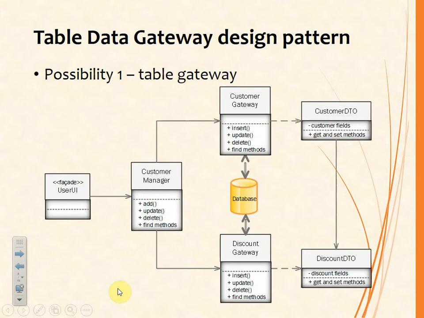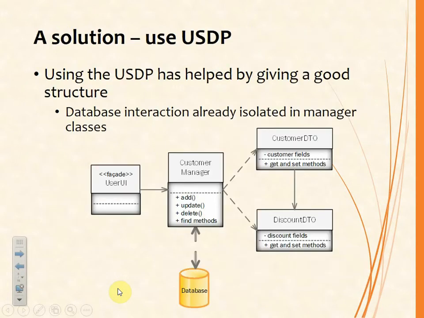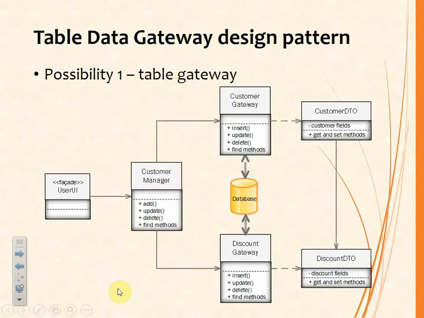Here we have the structure. Whereas before we had from the USDP the boundary class, which is a facade, the manager, which is interacting with the database, and then some DTOs that get passed back to the boundary class. Now we've got the same classes, but we've introduced another 2. One for the customer table and one for the discount table in the database.